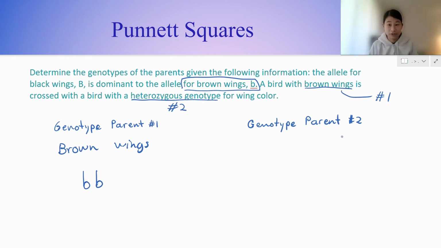Now we have parent 2, so let's find this genotype. So parent 2, we have a heterozygous genotype, meaning that one allele will be dominant and the other allele will be recessive. So capital B and little b will be the genotype for parent number 2.